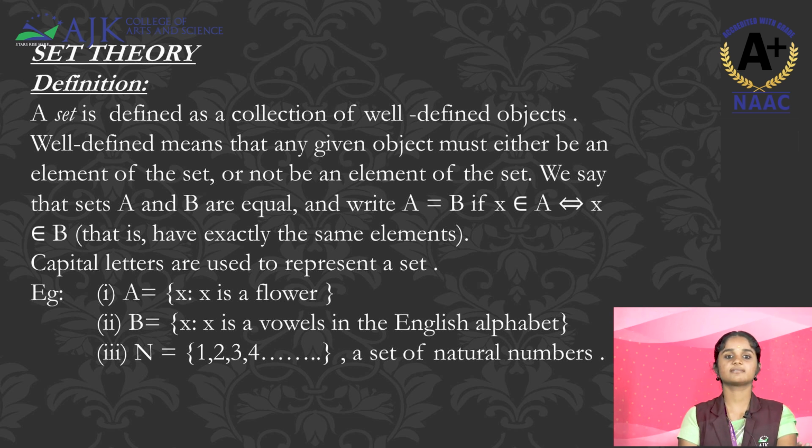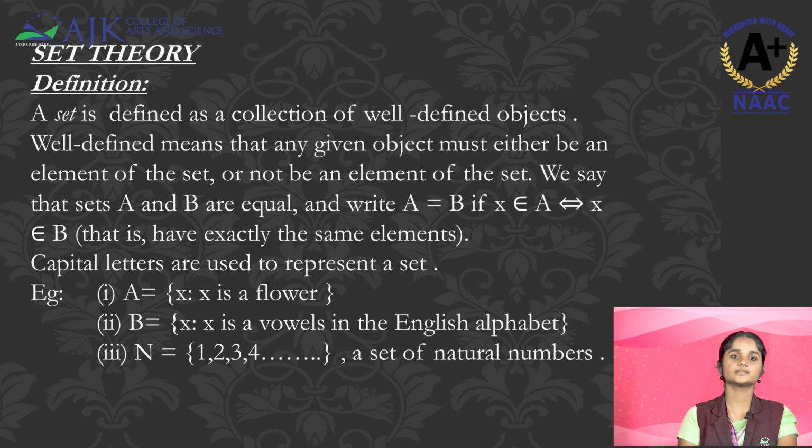That is, we say that sets A and B are equal. A set is always denoted by a capital letter. For example, we are considering a set A such that x is a flower. Next, we are considering a set B. Set B equals the set of all x such that x is a vowel in the English alphabet.